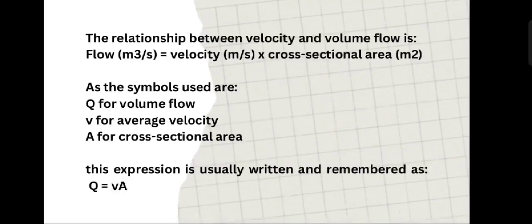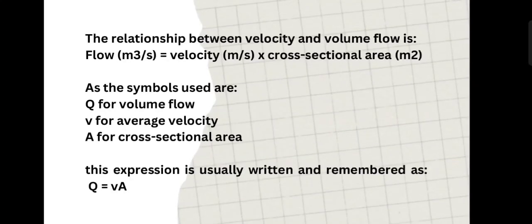The relationship between velocity and volume flow is: flow in m3 per second is equal to velocity in meter per second multiplied by cross-sectional area in meter squared. The symbols used are Q for volume flow, V for average velocity, and A for cross-sectional area. Together, the equation can be written as Q = VA.